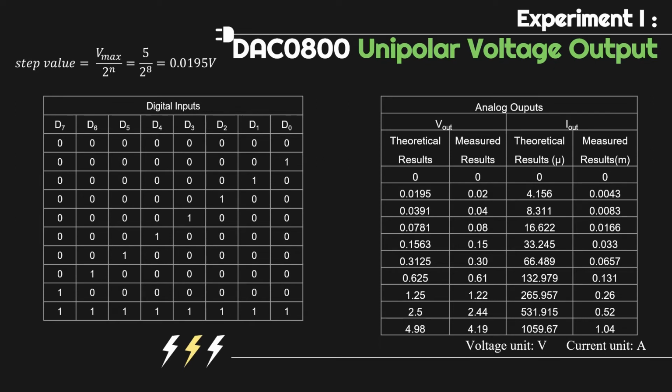0.0195 volts. So to measure the I out, to measure the current output, we let J1 open circuit and measure the output current using digital multimeter. Then we remove the meter and let J1 be short circuit to measure the voltage output using digital multimeter. To calculate the theoretical values of I out and also V out, we use provided equations from the lab manual. Thus, based on the digital input from D7 to D0, we adjusted it to measure the I out and also the V out.